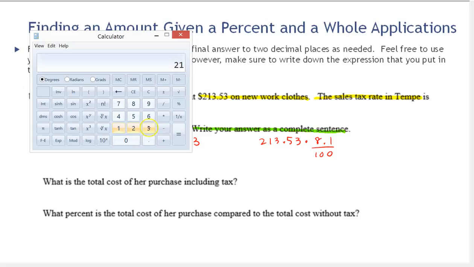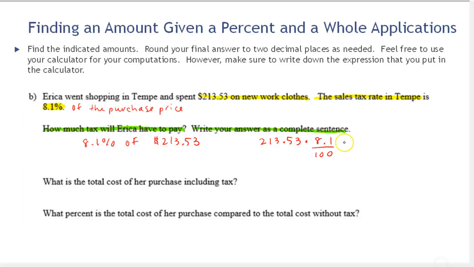So 213.53 times 8.1 divided by 100. And we get $17 and, we'll round that up, 30 cents. So this is 5 or greater, so round this up to 30. So write approximately $17.30.